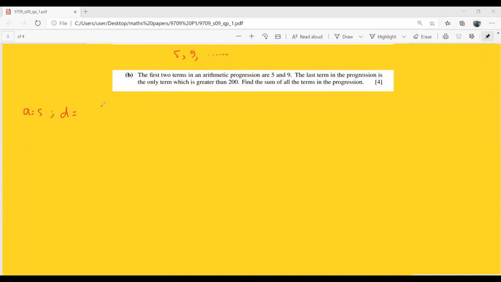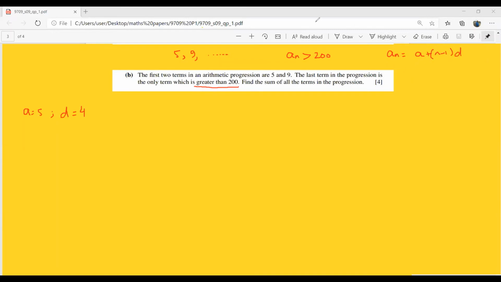4. Yeah, this is going to be 4. Okay, it says the last term in the progression is the only term which is greater than 200. So it's telling us that an is greater than 200, the only term. So this should be 201, 200-something, 202 maybe. Okay, so let's apply the formula that we have learned, that an is a plus n minus 1 into d.